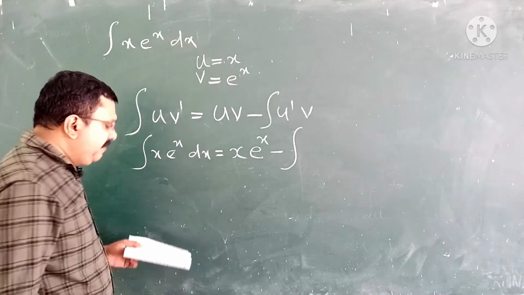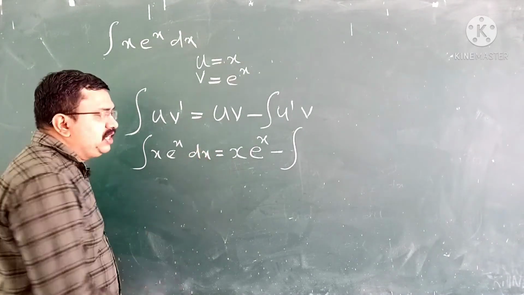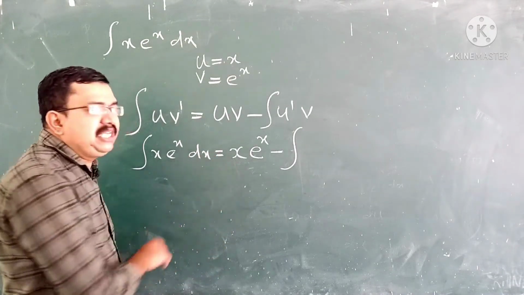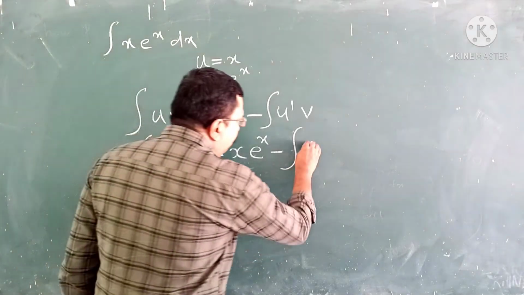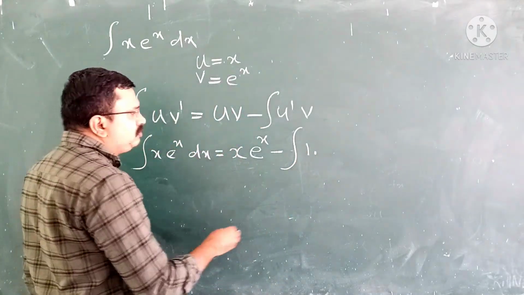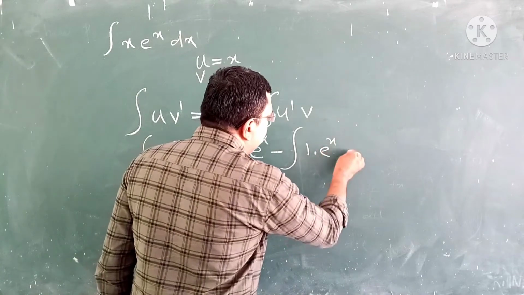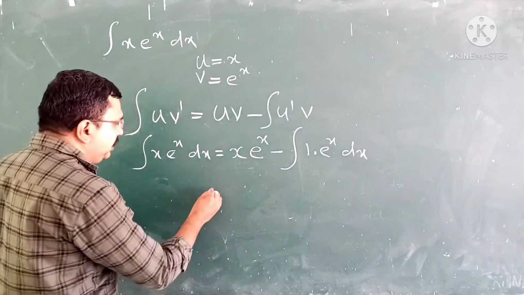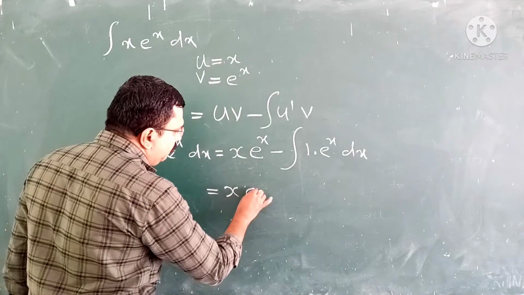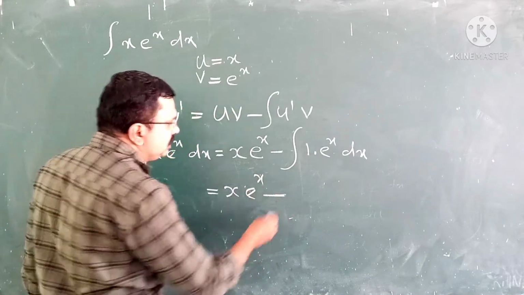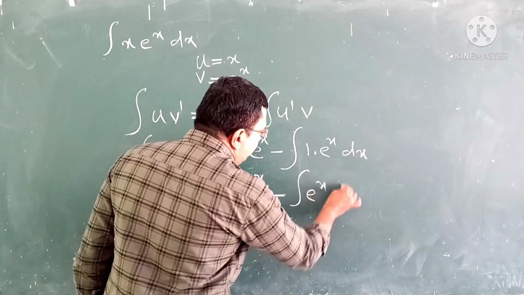u dash means the derivative of the first function. Here our first function is x, its derivative is 1, into integral of second, e raised to x dx. That is equal to x into e raised to x minus integral e raised to x dx.